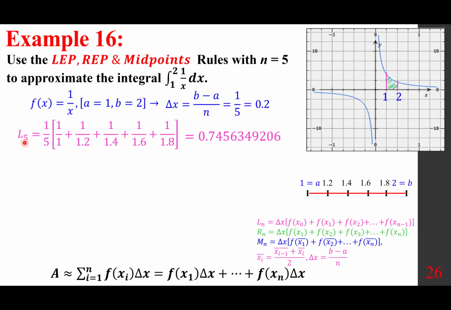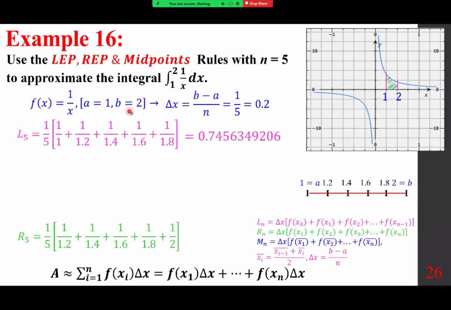Now for the right endpoints, you're going to write the same thing. Now R5, 1 over 5, you don't use this one. You start from, because you're using the right endpoints, remember that. So 1 point to the right side, 1, 2, 3, 4, 5, there are 5 pieces. So you put 1 over x, that means 1 over 1.2, 1 over 1.4, 1.6, 1.8, 1 over 2. That's what you put in.